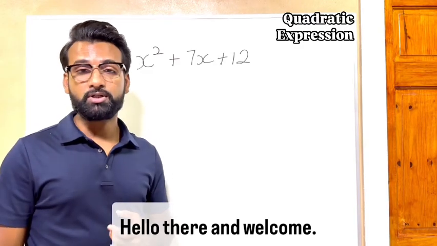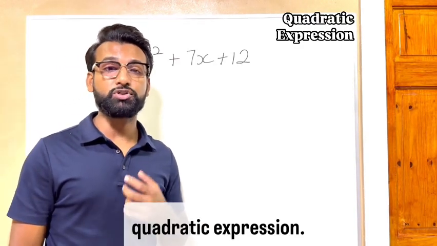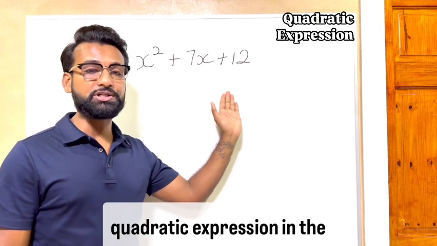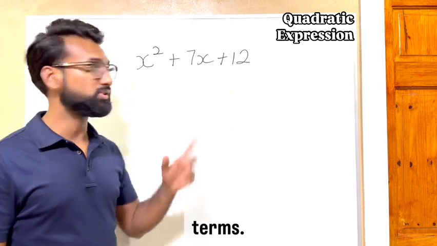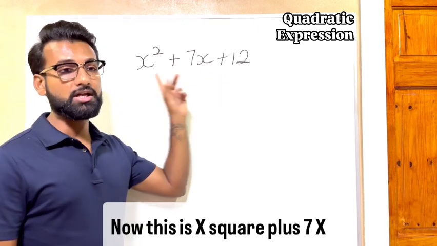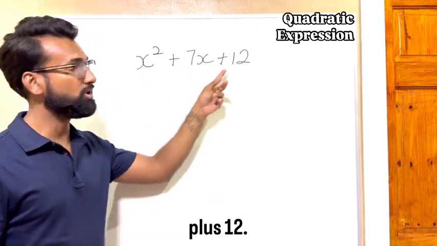Hello there and welcome. Today we want to factorize quadratic expressions. We have been introduced to quadratic expressions in the past, where we have three terms: the x squared term, the x term, and the constant. This is x squared plus 7x plus 12.